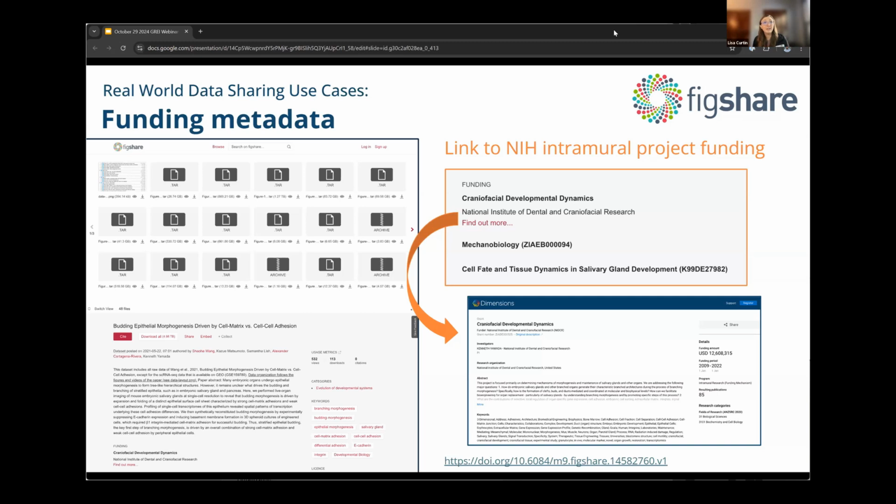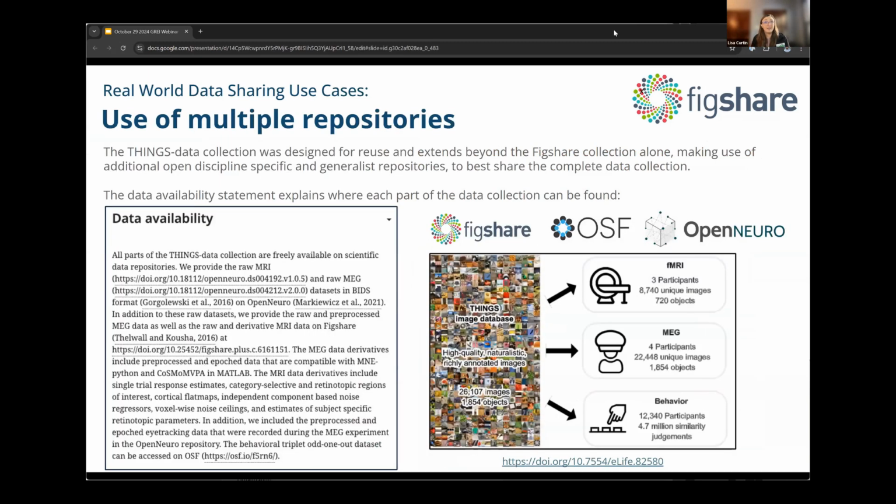Next slide, please. And then I wanted to point out here, this collection is actually using multiple repositories. In addition to 12 data sets published in Figshare, if you look at the data availability statement from their publication, they also have data sets published in OSF and OpenNeuro. So it's an example of, like we've been talking about, you want to use the repositories that are most suited for your data.